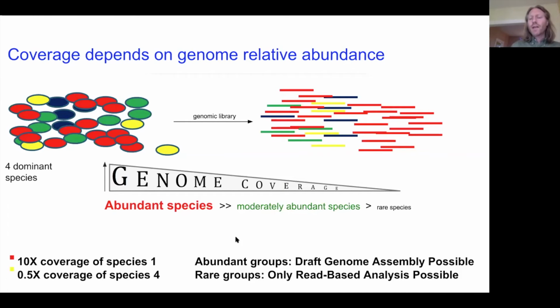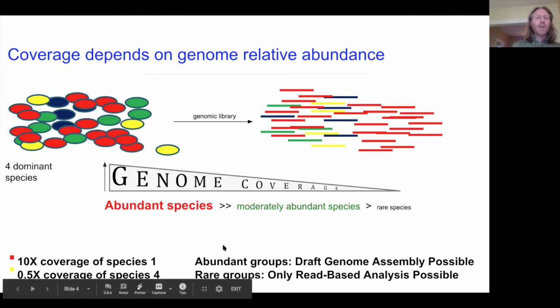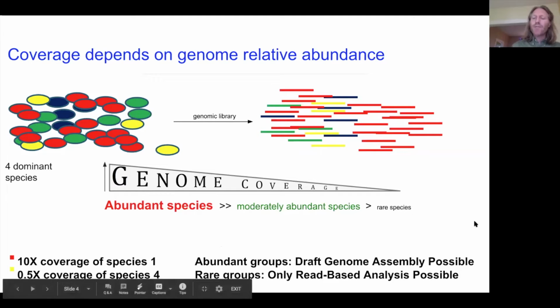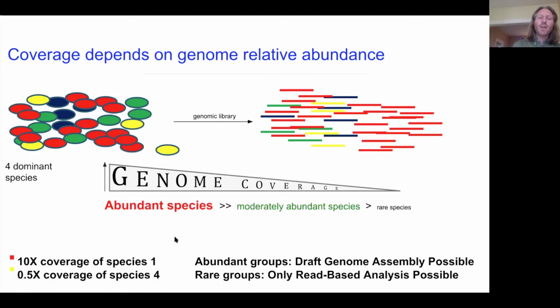And the final thing I guess I would say is that what you can do with the data afterwards will depend on the coverage you get. So if you're looking at the abundant groups like this red one here, you can probably get a pretty nice draft genome assembly. Whereas if you're looking at the rare groups, maybe the yellow ones, it may only be possible to do some kind of read-based analysis, either mapping or direct annotation of the reads.